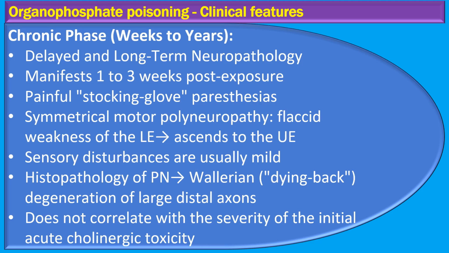Moreover, histopathological examination of peripheral nerves shows a characteristic degeneration of large distal axons, known as Wallerian degeneration. It's important to note that the risk of developing this delayed neuropathy does not correlate with the severity of the initial acute cholinergic toxicity. Some agents, like parathion, despite being potent cholinergic substances, do not trigger this delayed condition. Conversely, compounds like triorthocresyl phosphate, which show minimal cholinergic symptoms, are often implicated in such neuropathies.